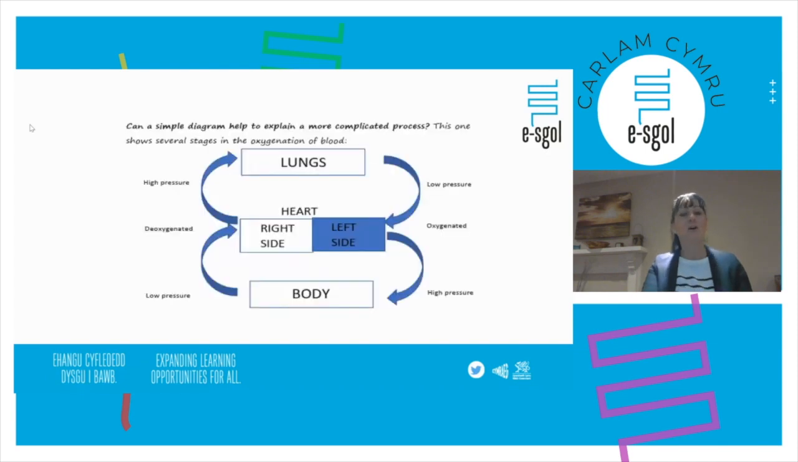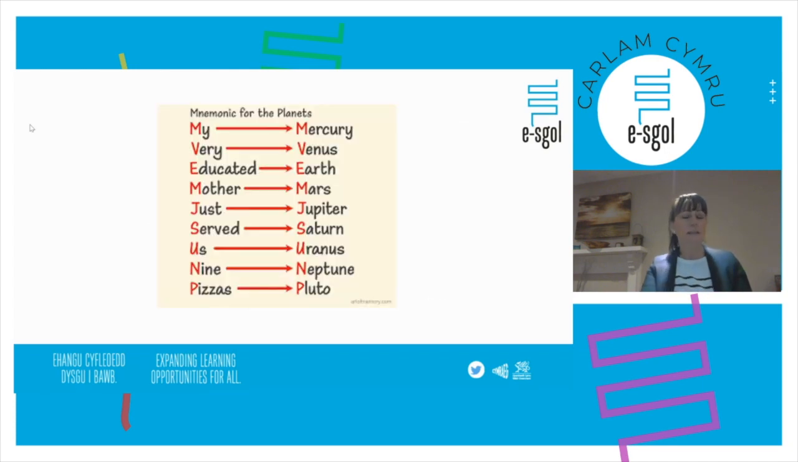A diagram is also really good when you've got to explain a complicated process, and really good for learning. So this here has got the several stages in the oxygenation of blood. So you have your lungs, your heart, your body, and then you can see quite clearly how it all works, the right side being so different to the left side. So again, a diagram, cutting down a huge chunk of written information, can make it so much simpler. The other thing is mnemonics.